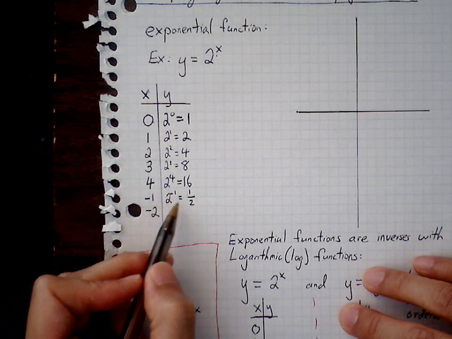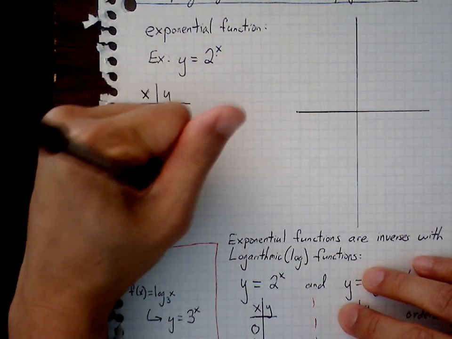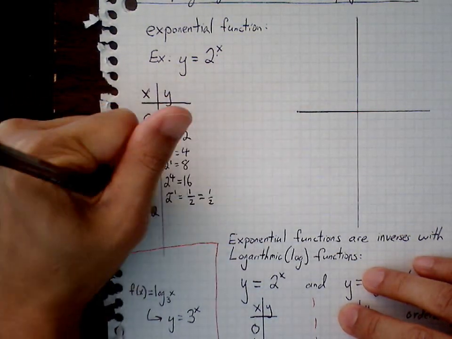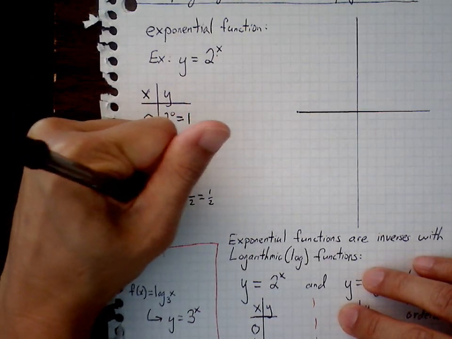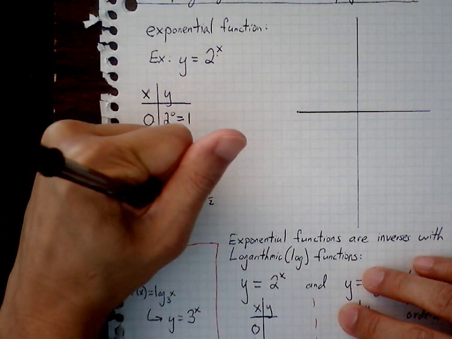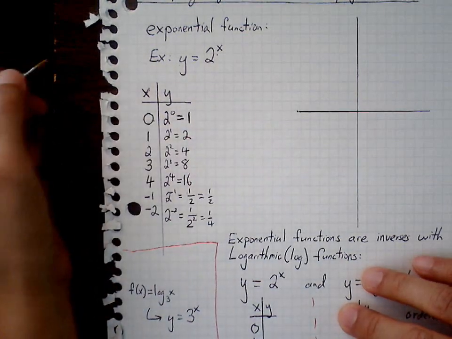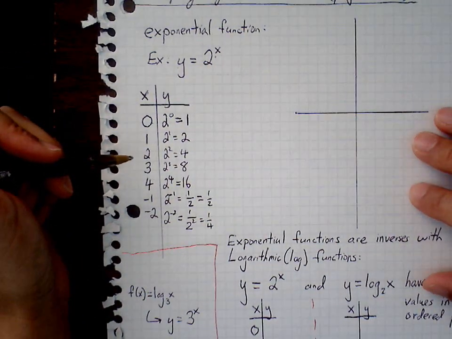So 2 to the first power in the denominator is the same thing as 1/2. And then 2 to the -2 is the same thing as 1 over 2 squared, which is 1/4. So let's plot these points. I want to show you what that looks like.